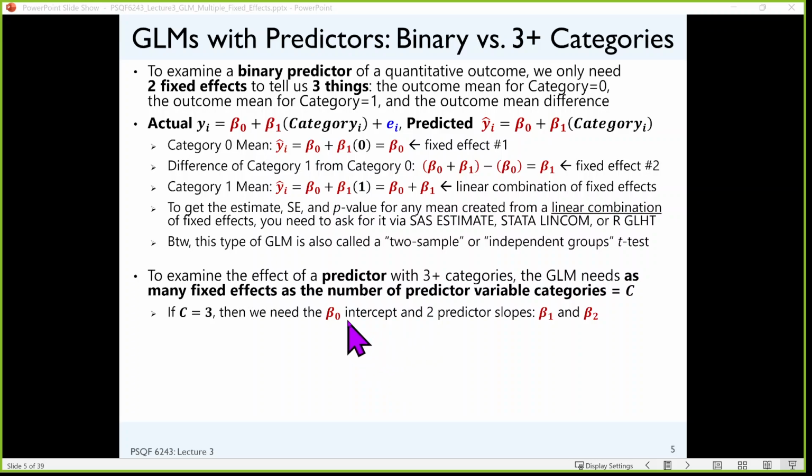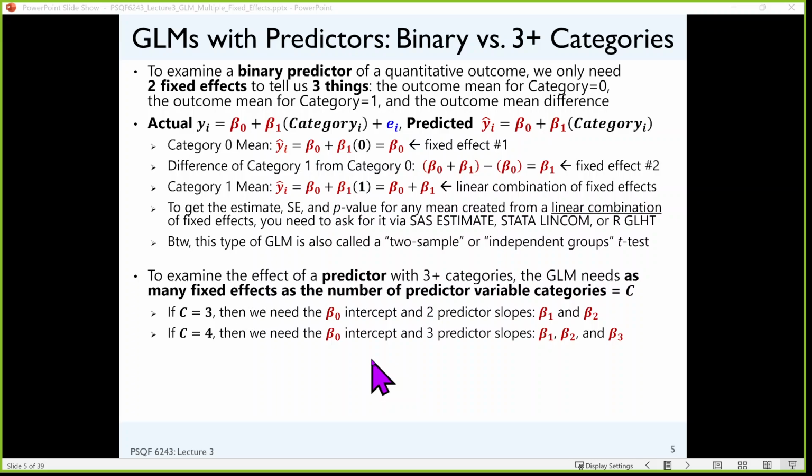Beta 0 would get me to my reference group mean. Let's say that that's group 1. Beta 1 is going to tell me how different one of the other groups is. Beta 2 is going to tell me how different the other group is. And then I can figure out the difference between them as a linear combination. If I had 4 groups, then I need 3 slopes using the same logic. Can anyone guess if I had 5 groups, how many slopes I need? Yeah, 4. Yeah.